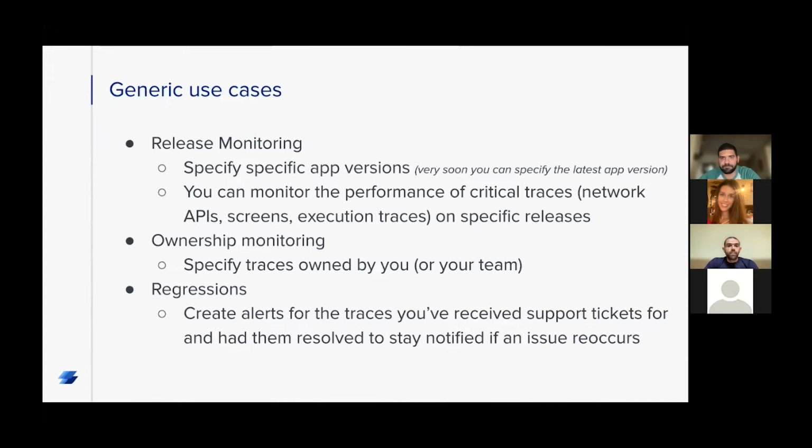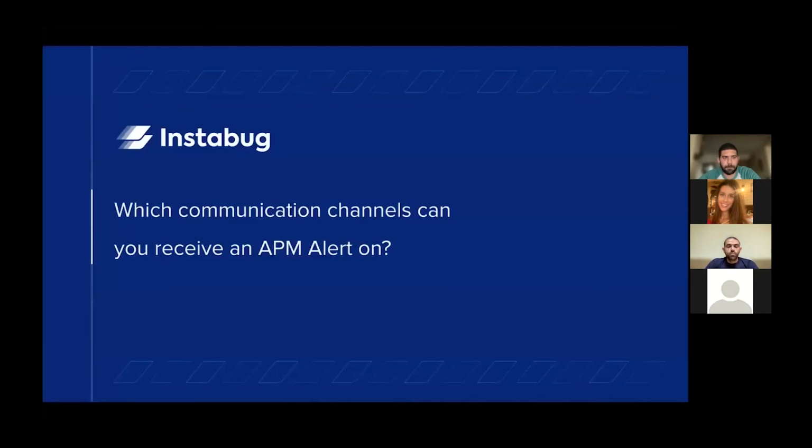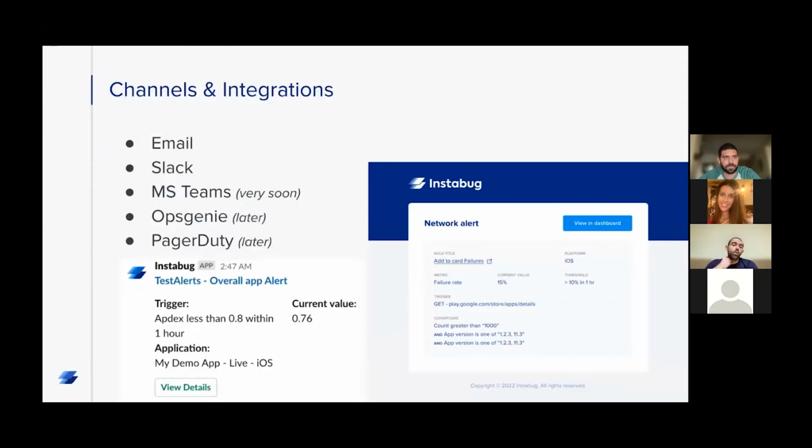Okay, so the next part would be the communication channels you can receive APM alerts on. So currently you can receive APM alerts through emails and Slack integrations. Very soon we're going to be launching an integration with Microsoft Teams, and consequently after that we're going to have Ops Genie and PagerDuty added to our set of integrations.